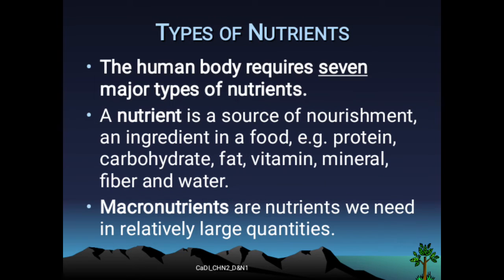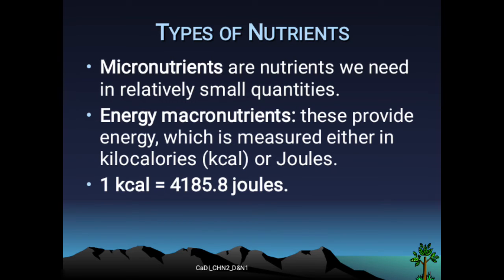The human body requires 7 major types of nutrients. A nutrient is a source of nourishment, an ingredient in food, e.g. protein, carbohydrate, fat, vitamin, mineral, fiber, and water. Macronutrients are nutrients we need in relatively large quantities. Micronutrients are nutrients we need in relatively small quantities. Energy macronutrients provide energy, which is measured either in kilocalories or joules.